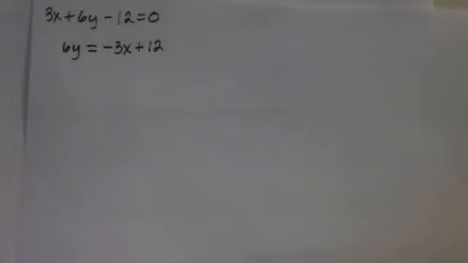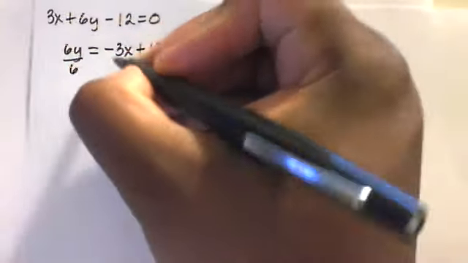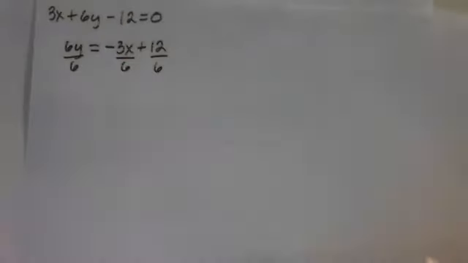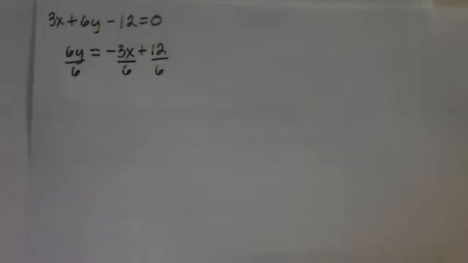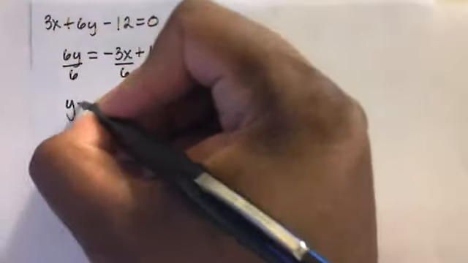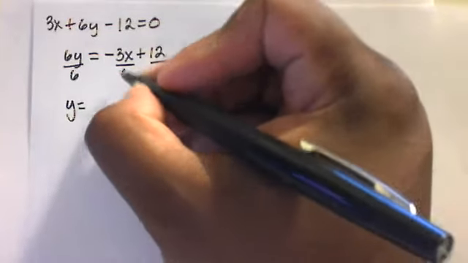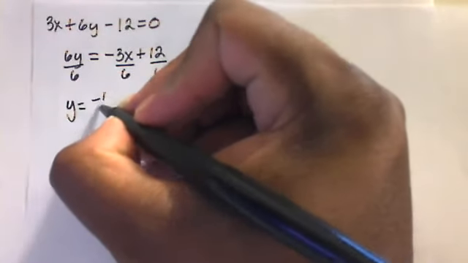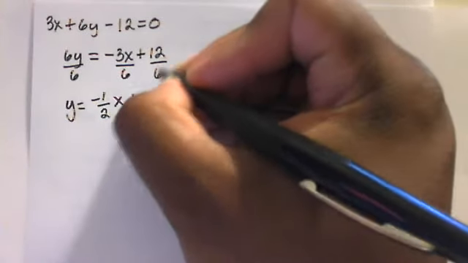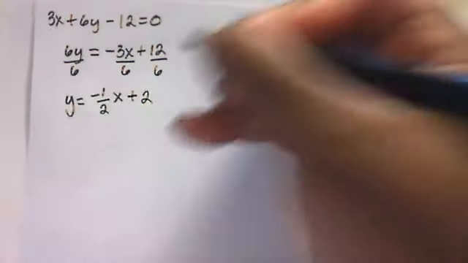And then, to get the y by itself, since it's being multiplied by 6, I'm going to divide each and every term in this equation by 6. So that means I'm going to have y equal to -3/6, which reduces to -1/2 x, plus 12 divided by 6, which is 2.